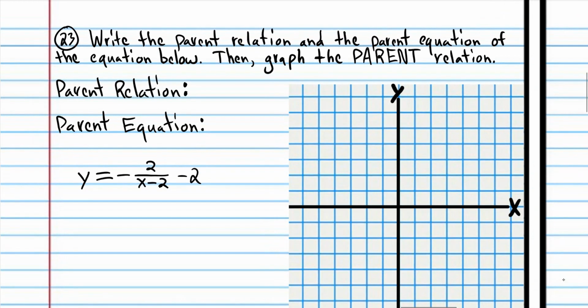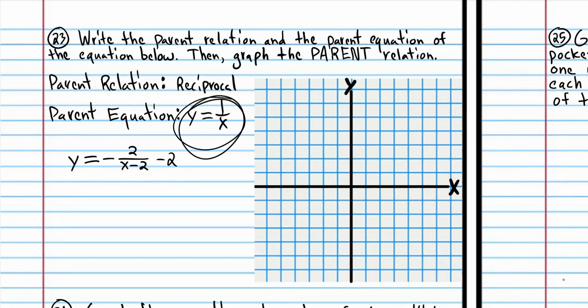Okay, we're back. The parent relation is the reciprocal relation, and the parent equation is y is equal to 1 over x. So we're going to graph this equation, not this equation. So again, be sure that you follow directions.